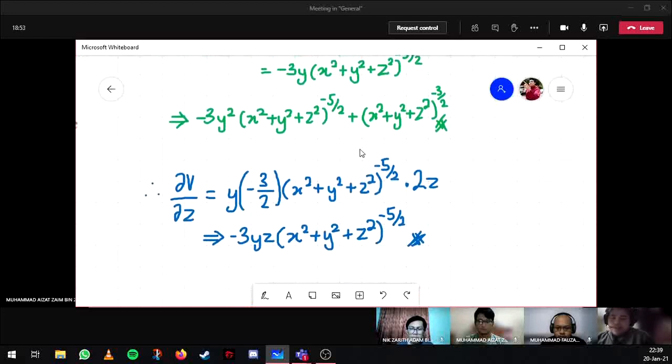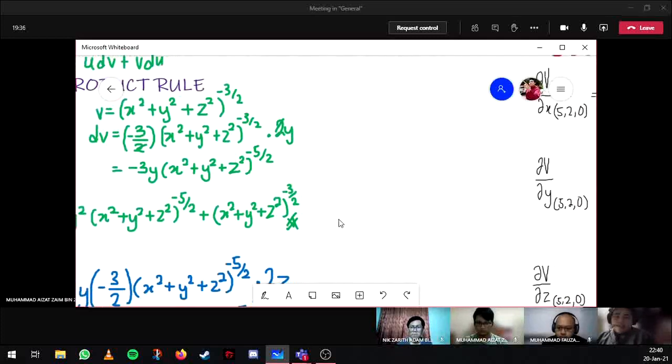And lastly, we differentiate with respect to z. Delta v over delta z is the same step as for x, since there is only one function of z. So we use similar steps: y times negative 3 over 2 times x squared plus y squared plus z squared to the power of negative 5 over 2, times 2z. We get this from differentiating z squared. Then the final equation is negative 3yz times x squared plus y squared plus z squared to the power of negative 5 over 2.